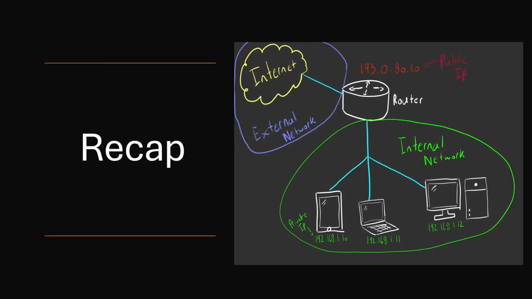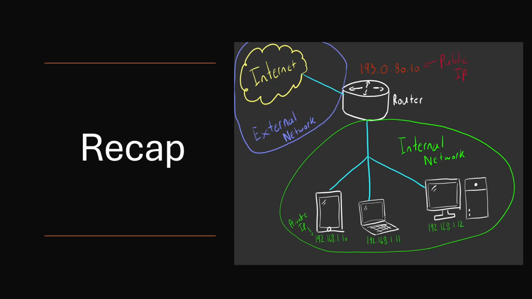So to do a quick recap on what we learned. We learned about the difference between public and private IPs. Public IP addresses are unique. Each public IP address is unique in the entire internet, which means no two devices on the internet can have the same public IP address at the same time. And they also have routability capabilities. So public IP addresses are routable on the global internet.